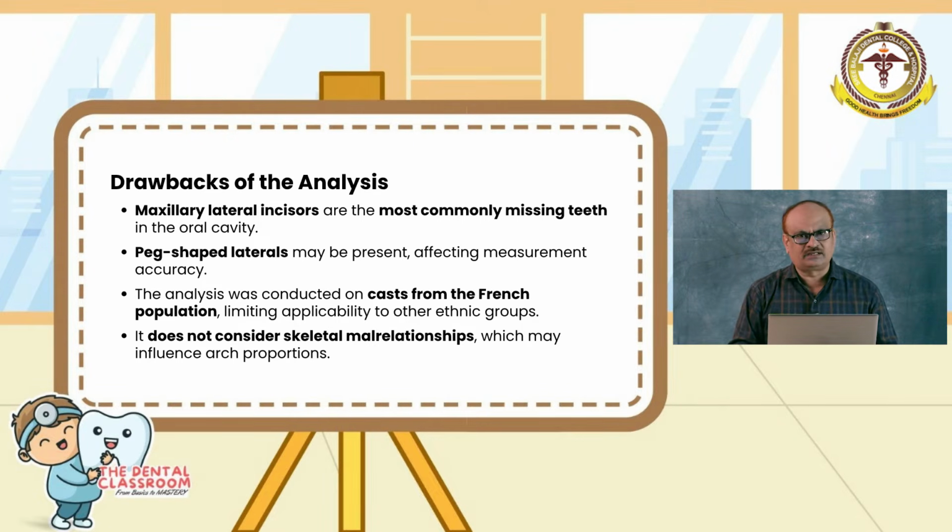Second, the maxillary lateral incisors are commonly missing teeth, and we know the golden ratio, that the width of the central incisor is 1.61 times that of the maxillary lateral incisor. If this ratio is not maintained, Pont's analysis is not valid. And of course, all model analyses do not consider the skeletal relationship. Likewise, Pont's analysis also.